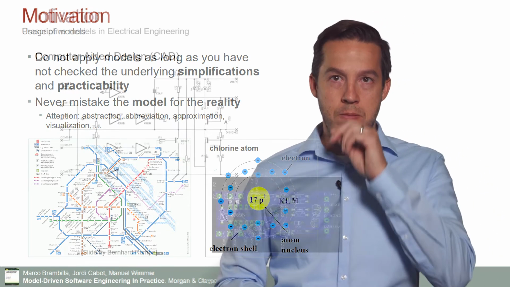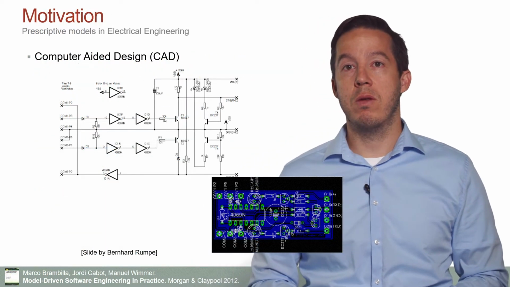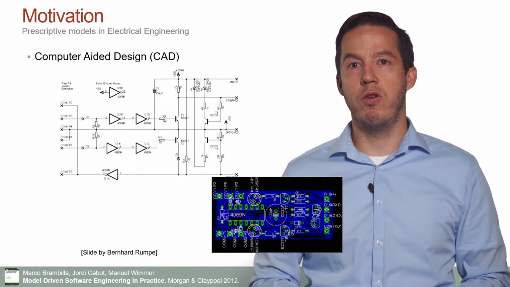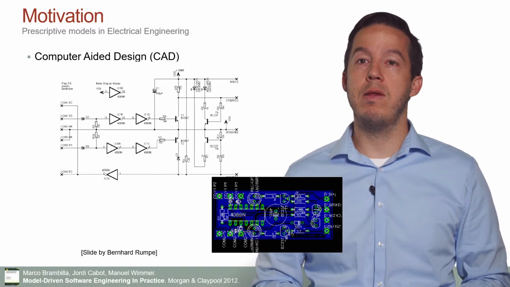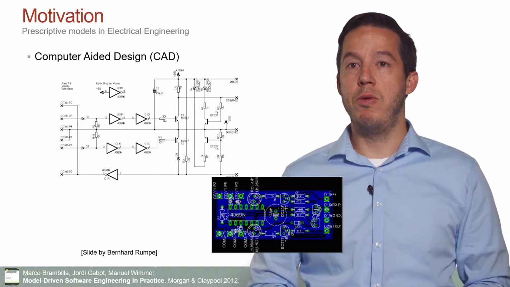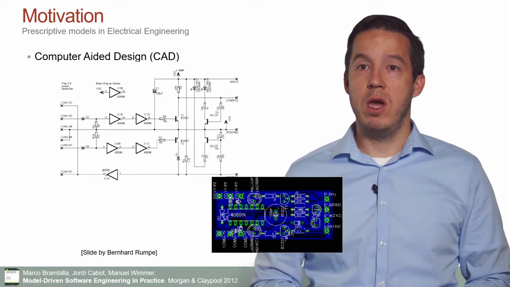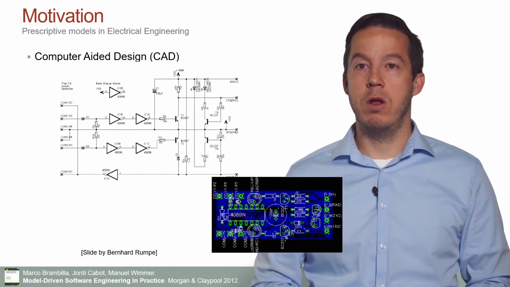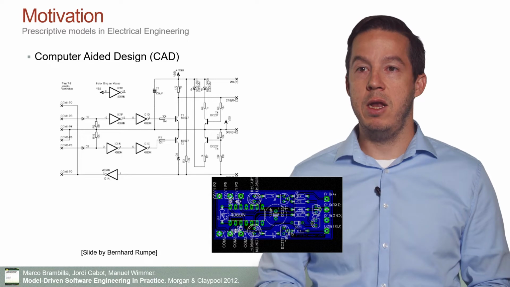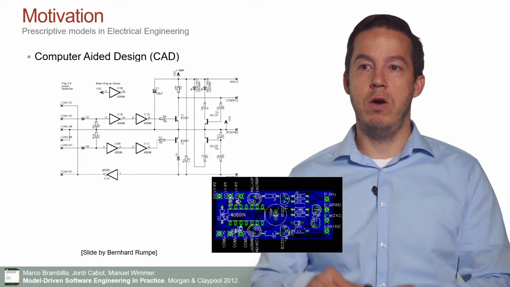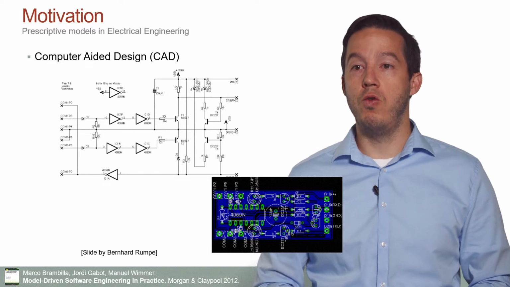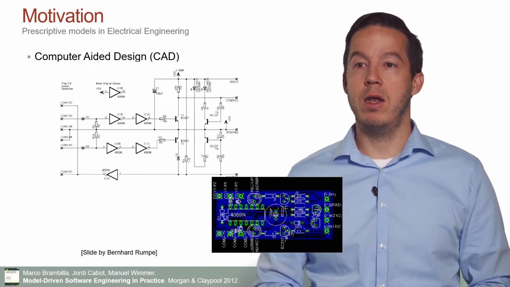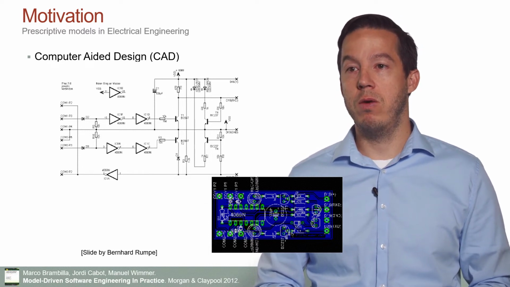Let's look at the three different roles that conceptual models can play. We said prescriptive and descriptive. So prescriptive here is an example, computer-aided design. We have a model representation on the lower left area where we design the architecture on a computer chip, and this is then used to actually produce the chip on the lower right side.